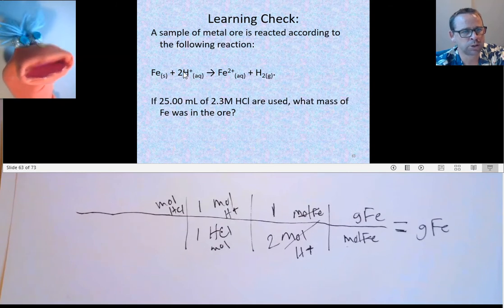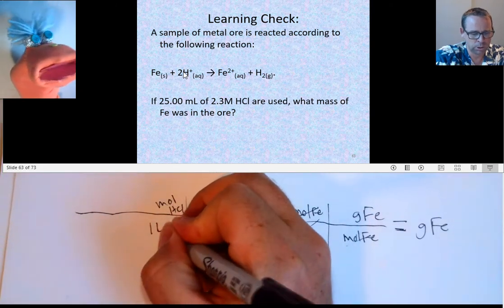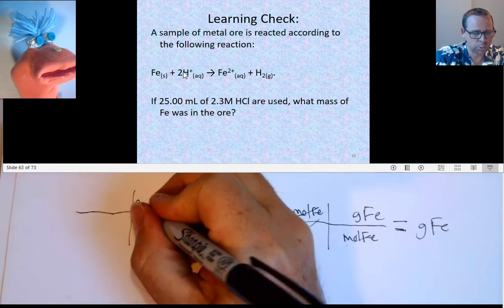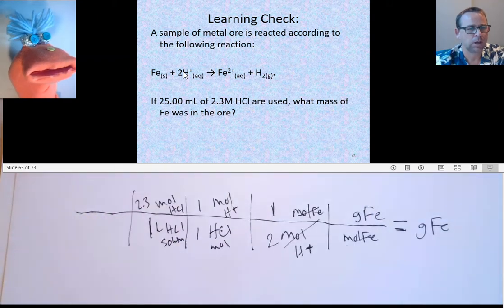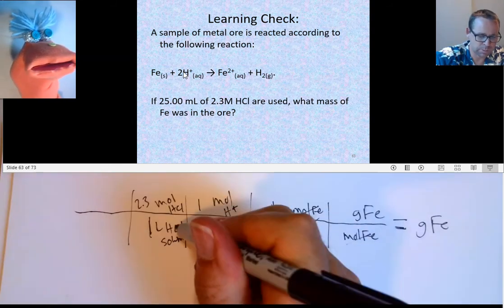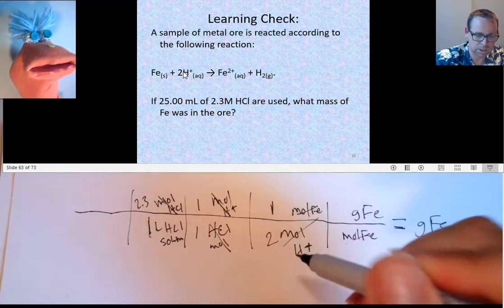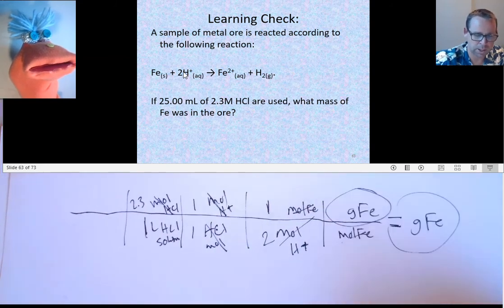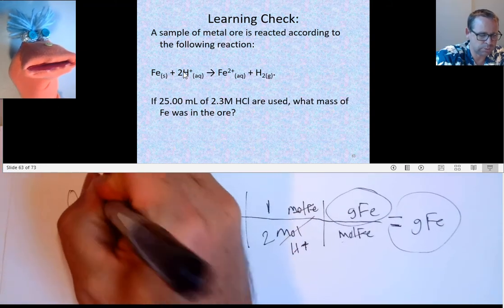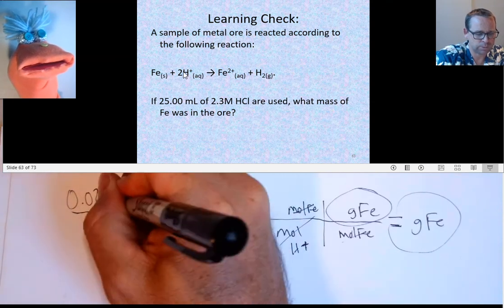Well, they told us moles of HCl, didn't they? They told us 2.3 molar, which is moles of HCl per liter of the HCl solution. Very good. So that is our 2.3 moles for every 1 liter of our HCl solution. Excellent. Now all I need to get rid of is my liters of HCl. I got rid of my moles of HCl, and I'm in grams of iron like I want. Now I just got to get rid of these liters of HCl, and that's my 0.025. The 25 mils? That's right, of the HCl solution.